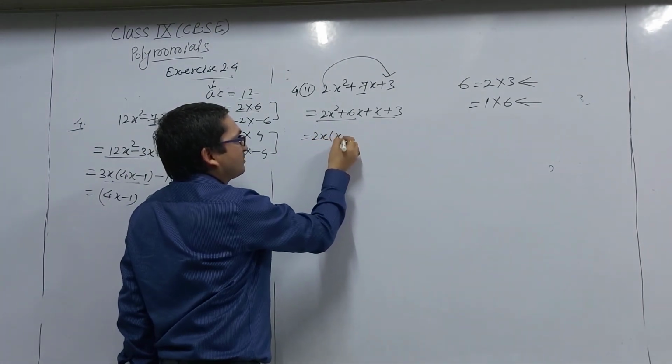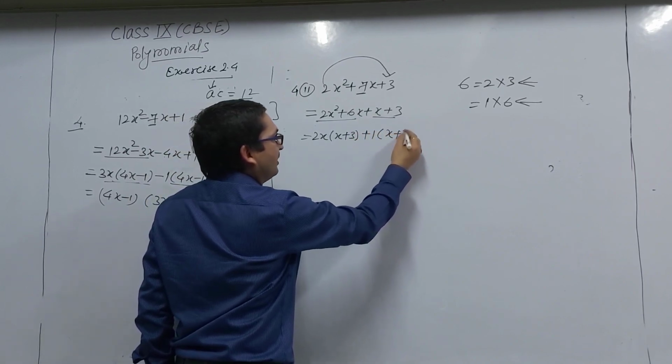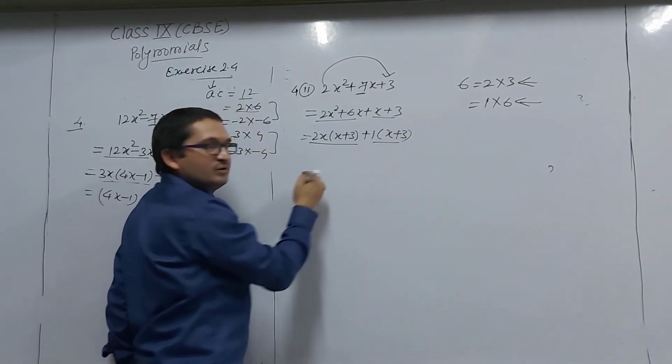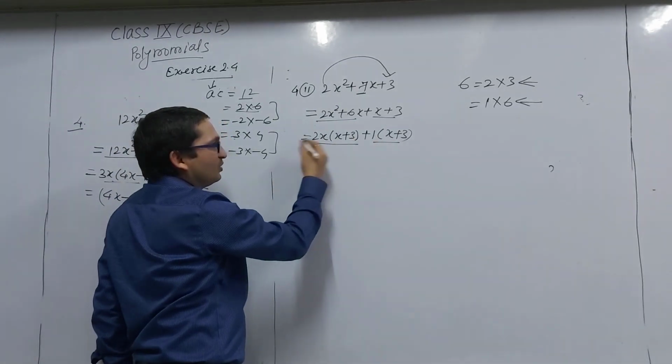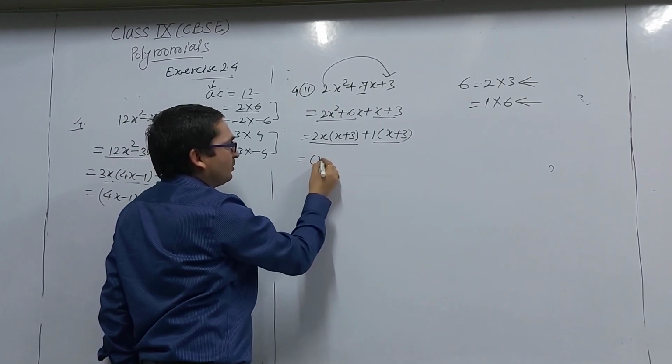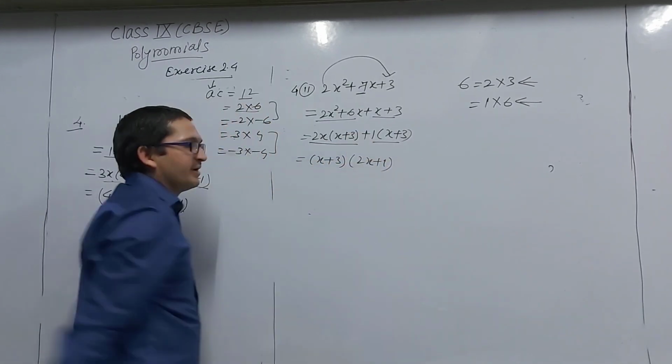So it will be x plus 3. Now here nothing is common, so 1 you will take, x plus 3. Now we have 2 terms over here, first term, second term. In both the terms x plus 3 is common. So you can take x plus 3 common and it will be 2x plus 1. These are the factors of the quadratic polynomial.